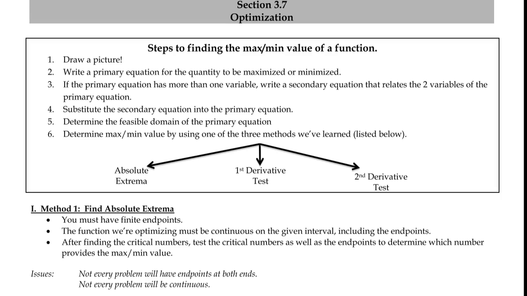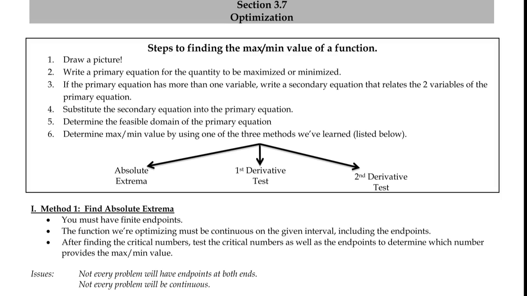Okay, so there's 3 ways to do these. I'm going to go over a simple problem and show you all 3 ways. Remember absolute extrema? Find critical numbers, endpoints, find high, high, and low, low. First derivative test, relative max and min, and then second derivative test. Remember, if we were concave up, we had a min, concave down, we had a max.